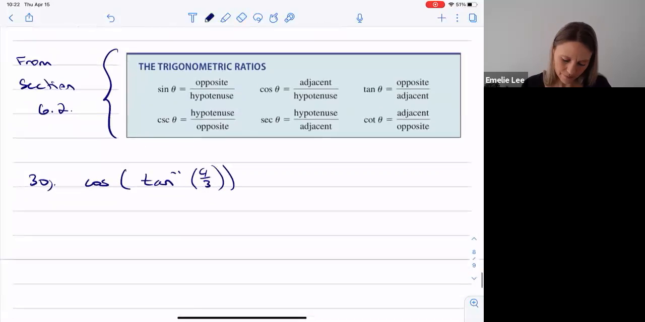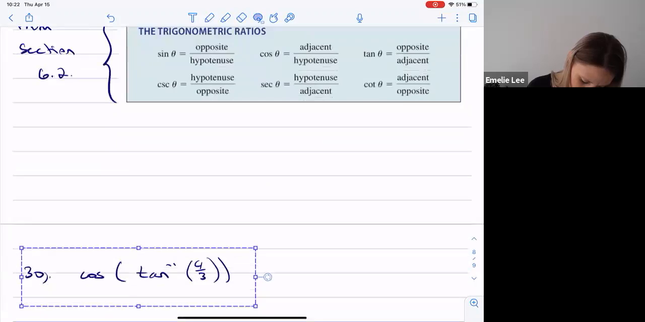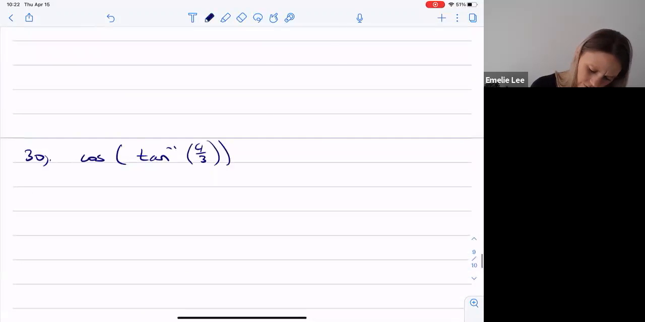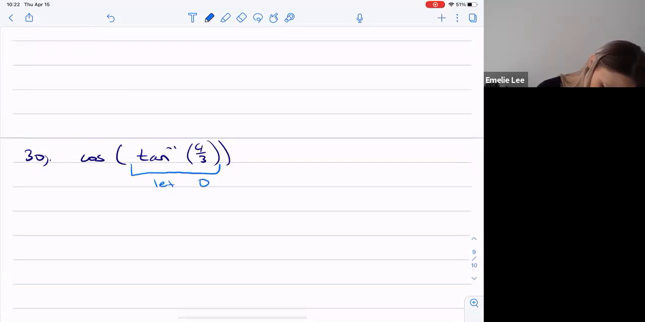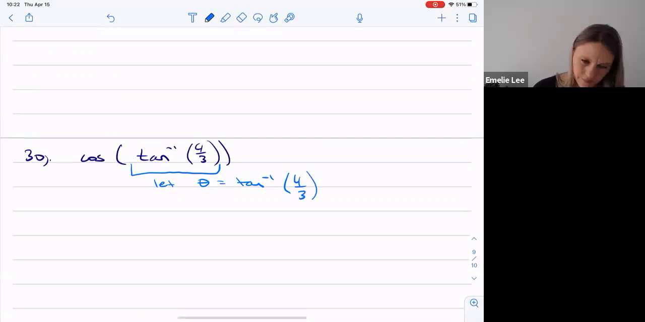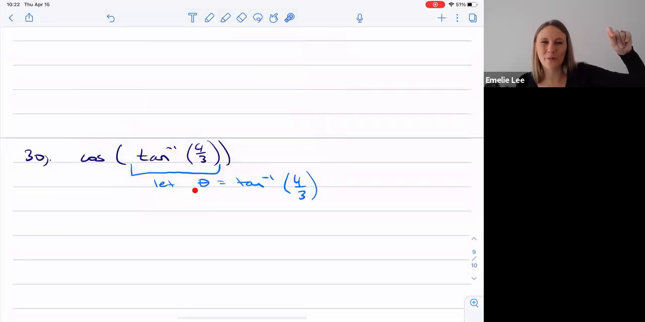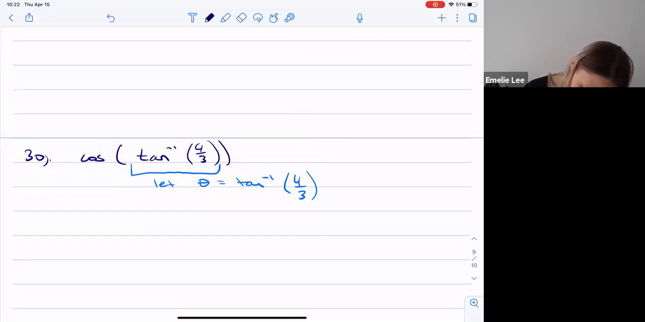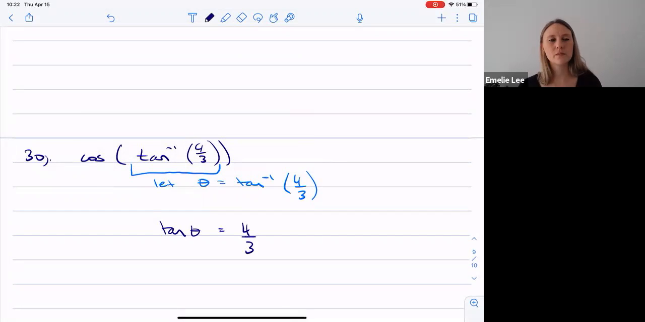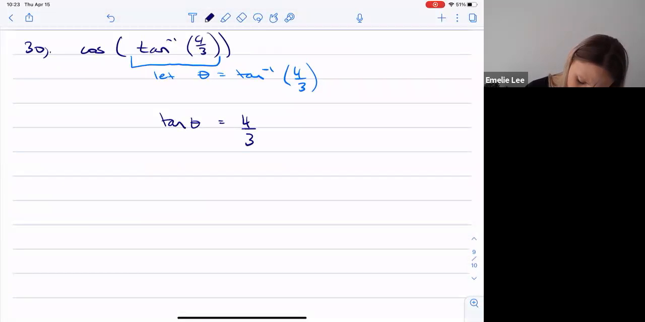Okay. And maybe I'll put this on its own page here. First thing I'm going to do is let theta be this. Let theta be tan inverse of 4/3. What does that mean? Well, it means that I can float this tan inverse over onto the theta. So then tan theta is 4/3, which I can use to develop the triangle.